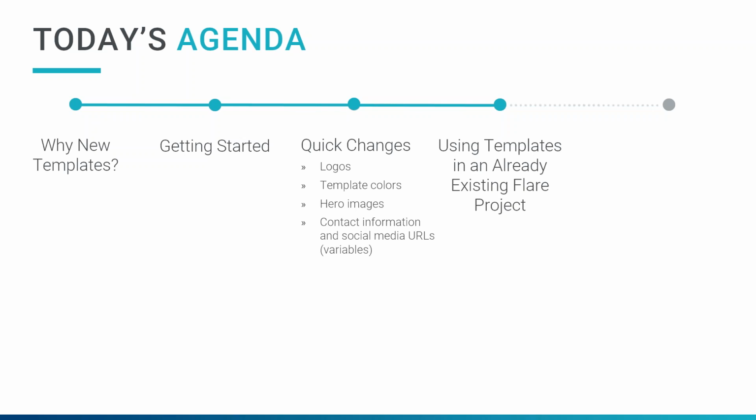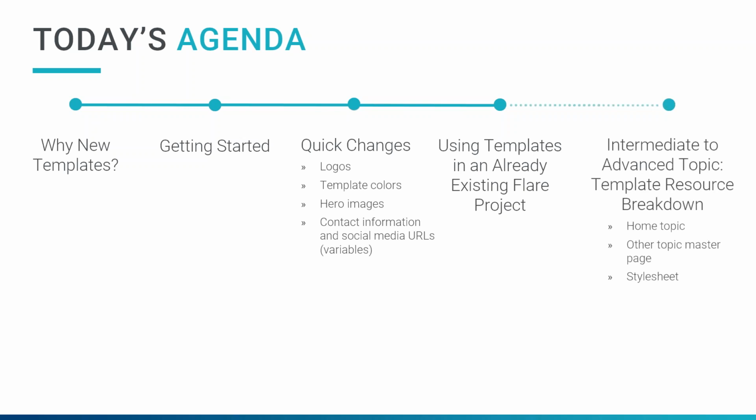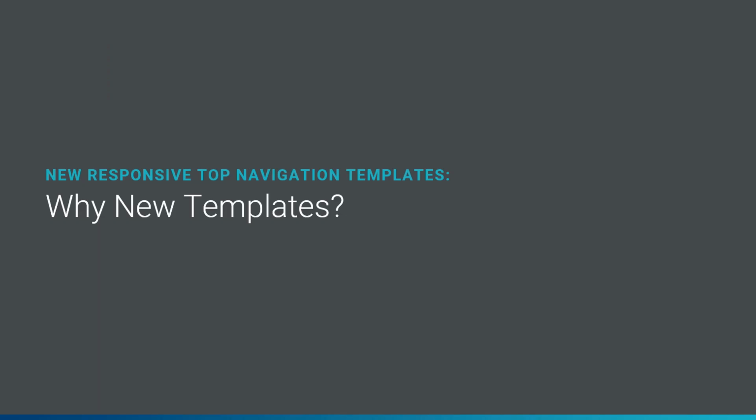So we'll go through taking some of the resources that exist within this template project and bringing them into your own. And then the last section that we'll cover is more on the intermediate and advanced side of things. We'll go into a breakdown of the home topic, the other topic master page, and a dive into the code side of things with the style sheet. There's a few notes that I want to point out when it comes to those. But with that, let's tackle the first item on this list, which is why new templates.